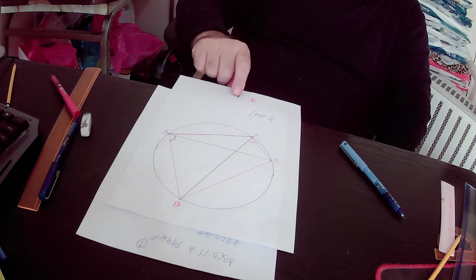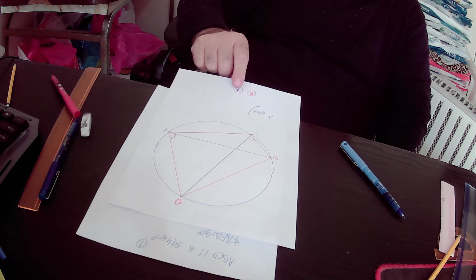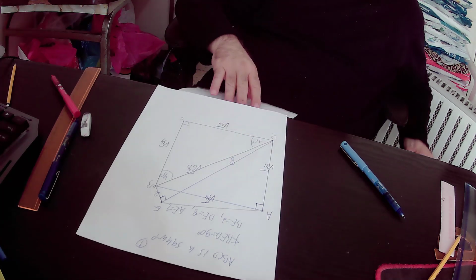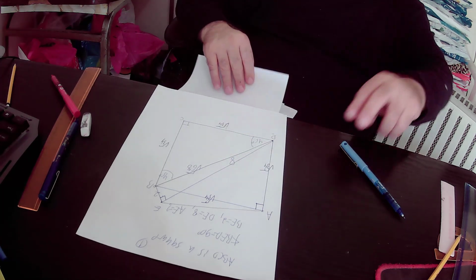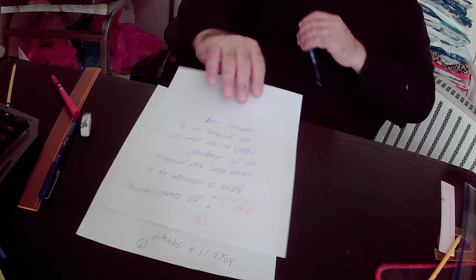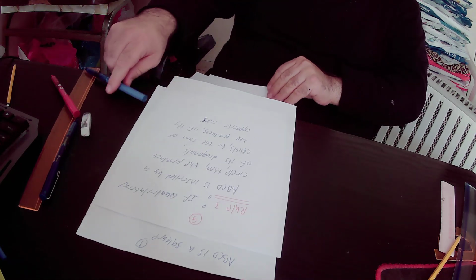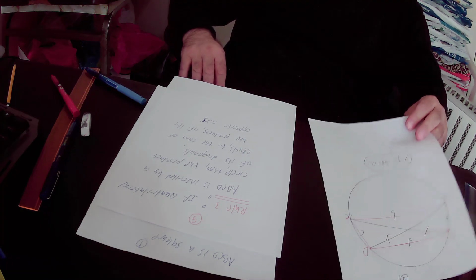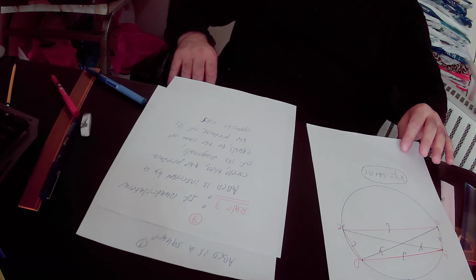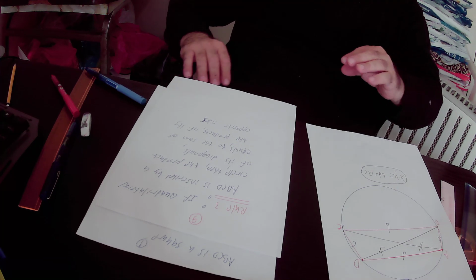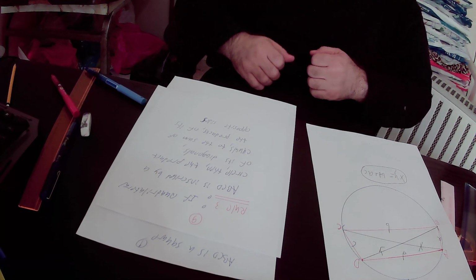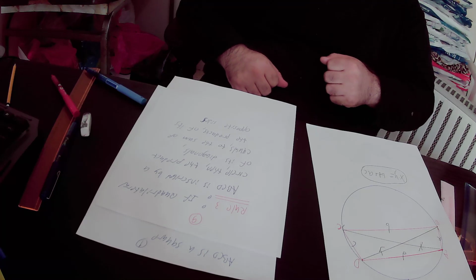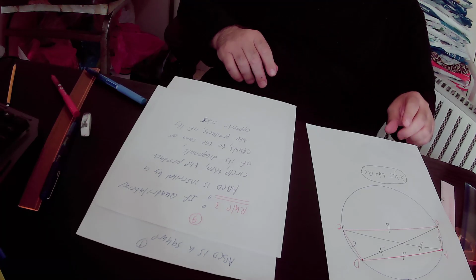Okay, and I also presented to you rule number 3. According to rule number 3, if quadrilateral ABCD is inscribed by a circle, then the product of its diagonals equals the sum of the products of its opposite sides. So what is the meaning of rule number 3?